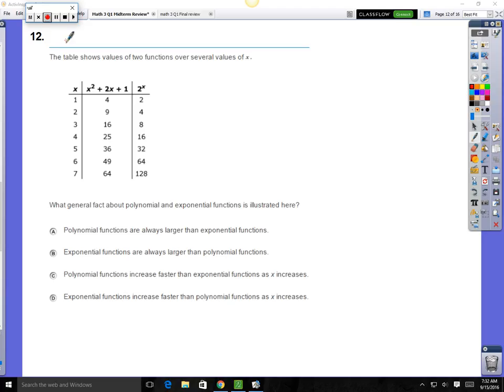And number 12, the table shows values of two functions over several values of x. Okay, this guy right here, that 2 means it's going to be a quadratic, and this guy is exponential. So exponentials, those are the ones that grow the very fastest over time. It might take them a few to get warmed up, but once they start building, and this is the rate of growth, since this is a 2, that means it's doubling every time. So at first it goes slow, 2 to 4 to 8 to 16, 32, but once it starts picking up speed, they take off way quick.